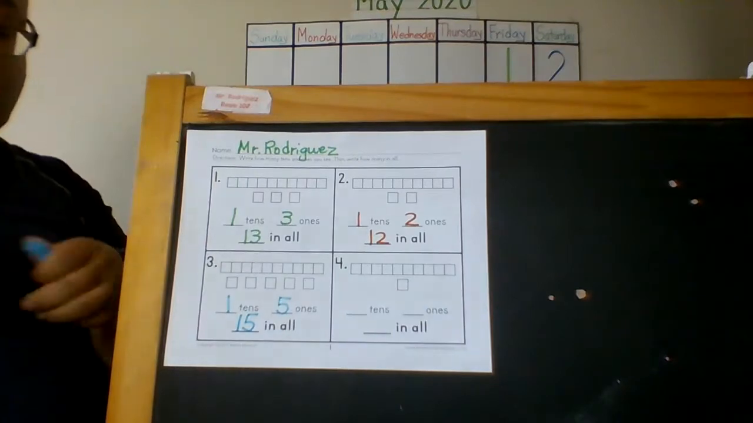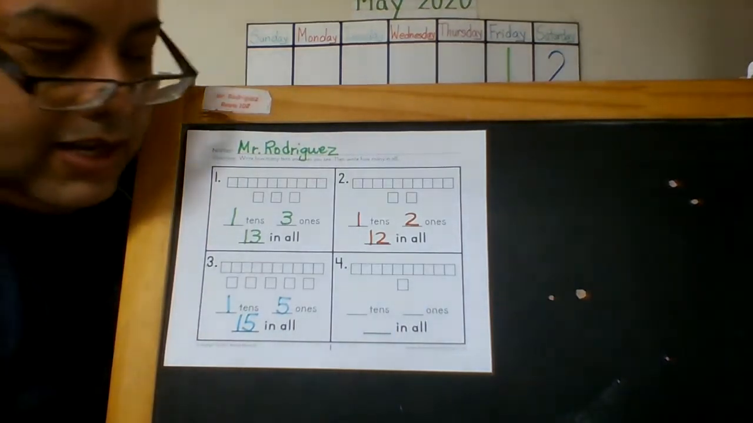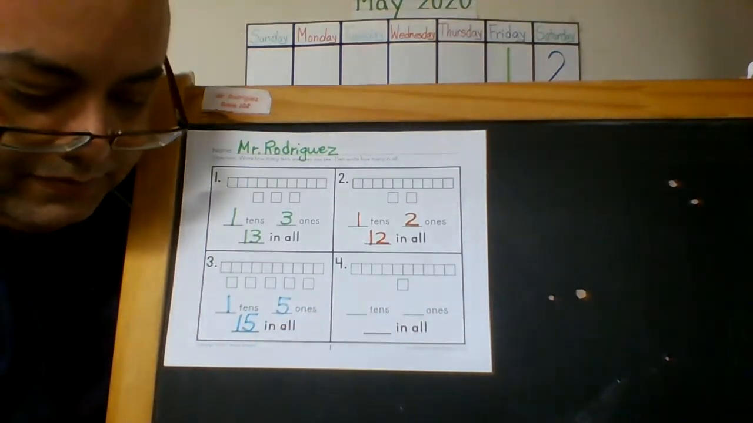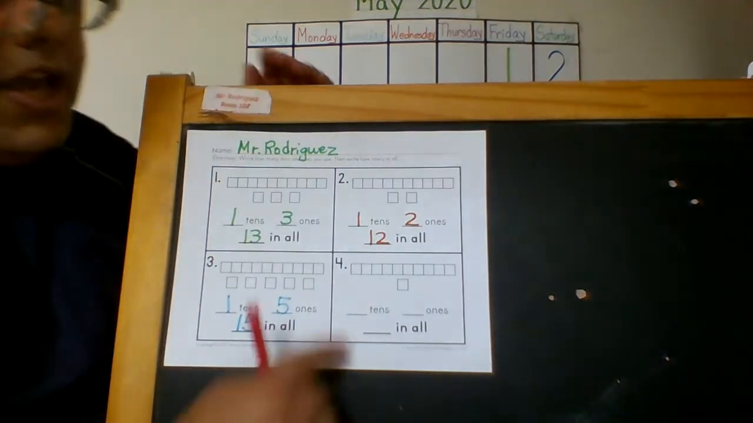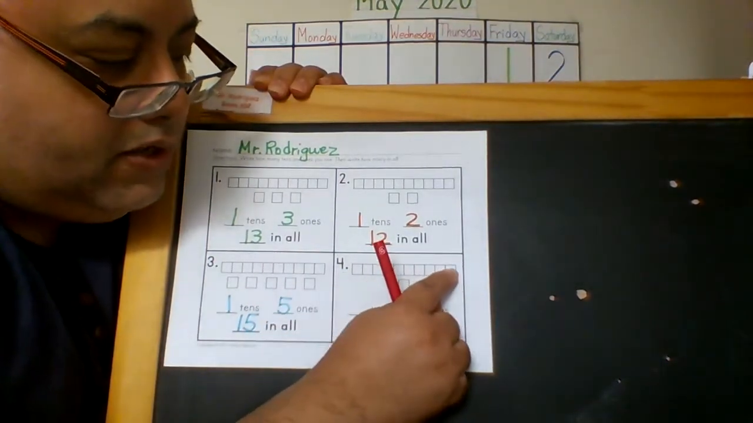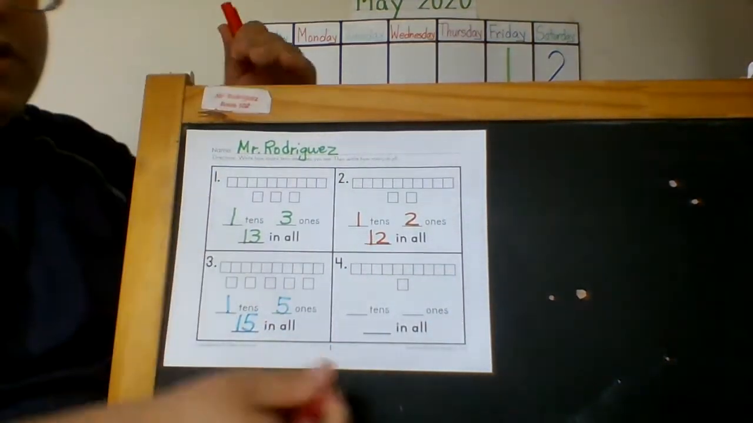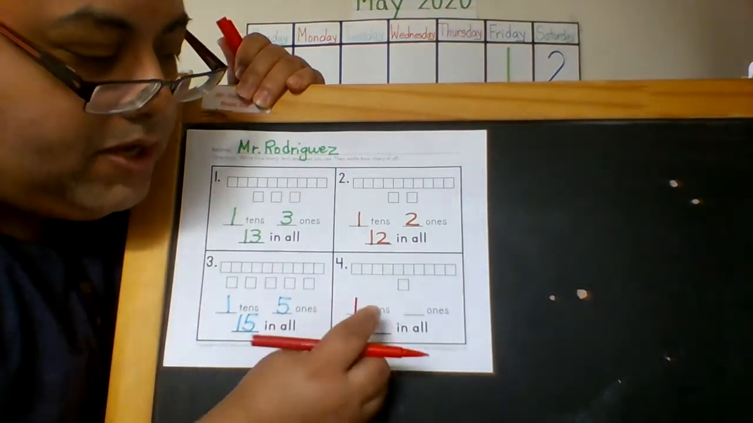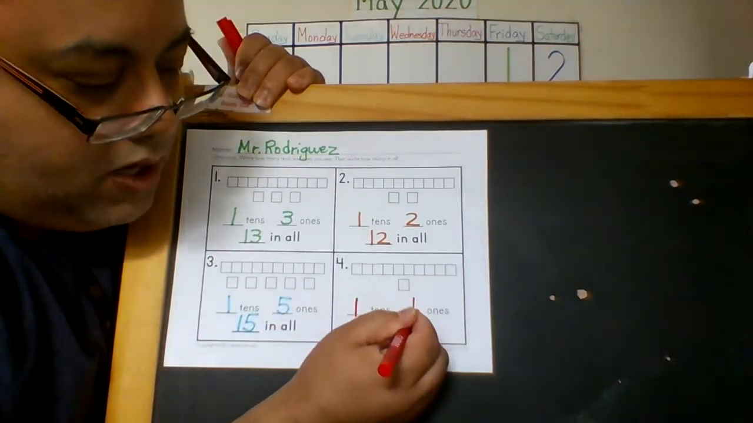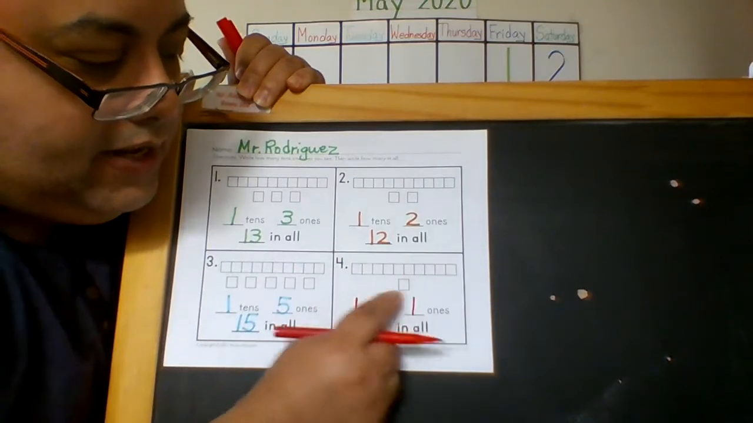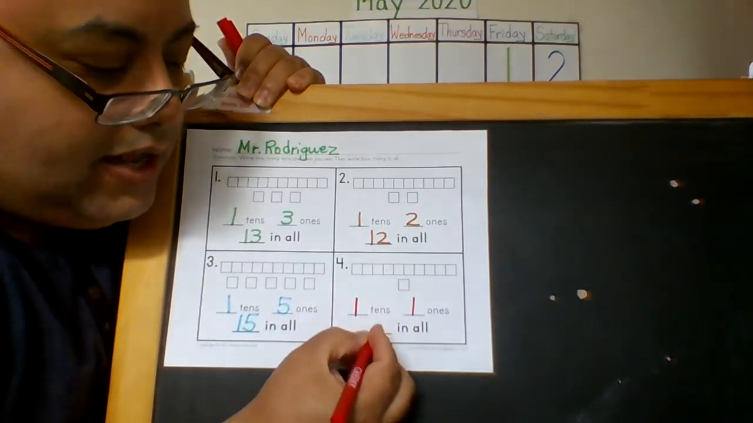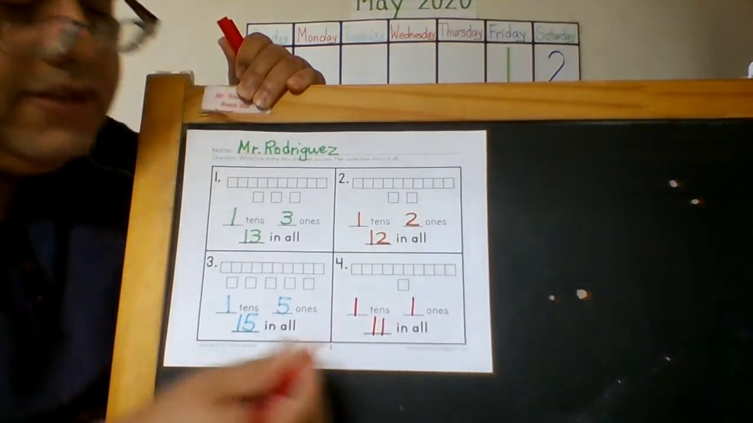Alright? Now I go to the last square. And I see how many tens? 1. How many ones? 1. 10, 11. So 11 comes like this.